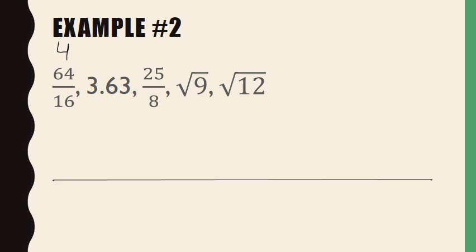3.63 is already a decimal. We do not have to do anything with that one. Then we have 25 over 8. Again, I'll use my calculator to do 25 divided by 8. And that's going to equal 3.125. And I'm going to write it in its entirety so that way I have all the information in places on my number line.